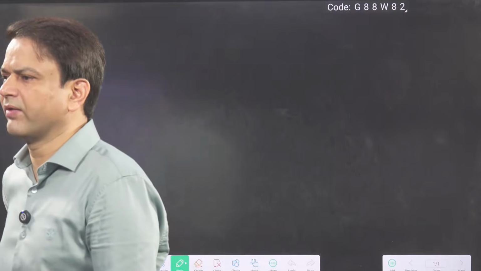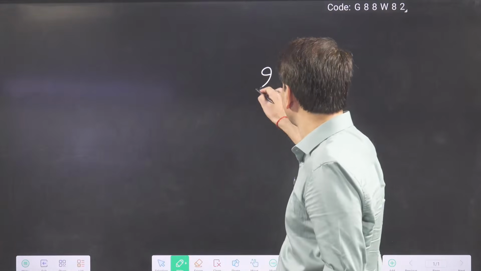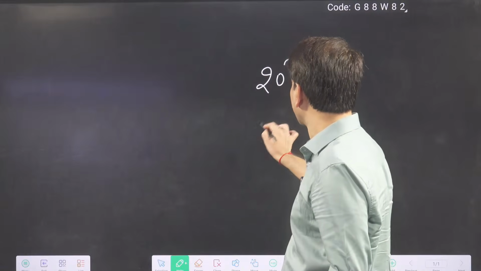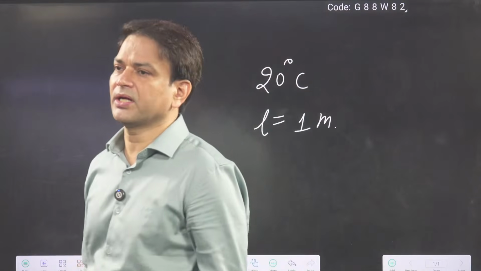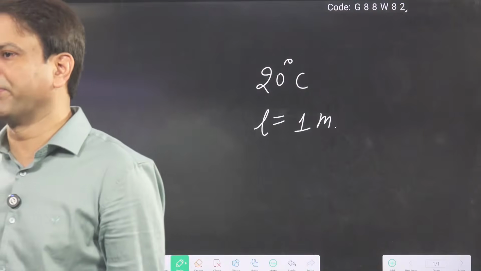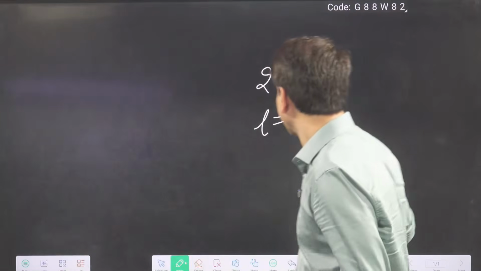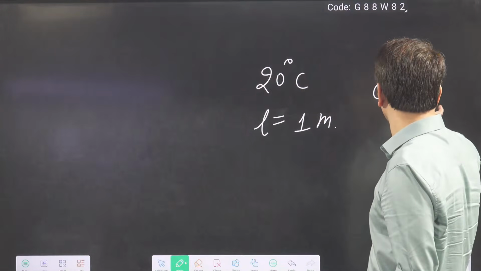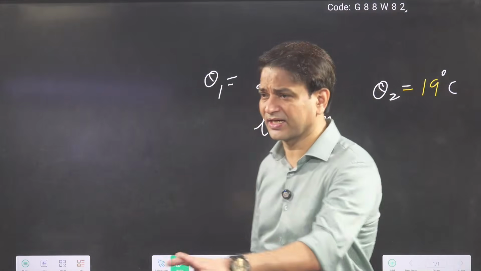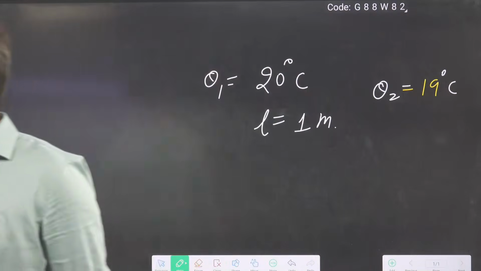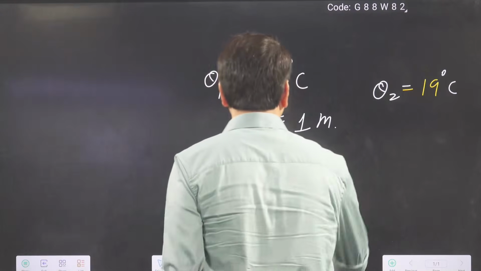Sir, lower than 11 into 10. So that question, what? I think at 20 degree C, the length of the rod given is L equal to 1 meter. And then it asks if the temperature is at 19 degree C, theta 2. Given theta 1 is 20 degree C. Exactly 10 centimeter length, okay. So length has been given as 10 centimeter.